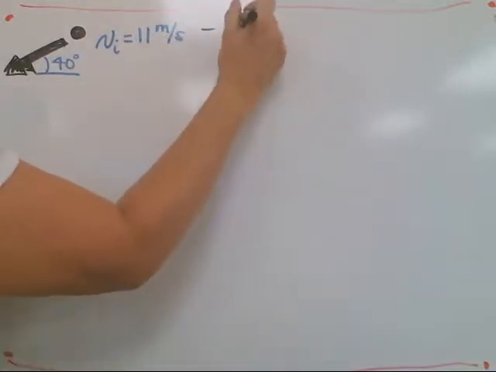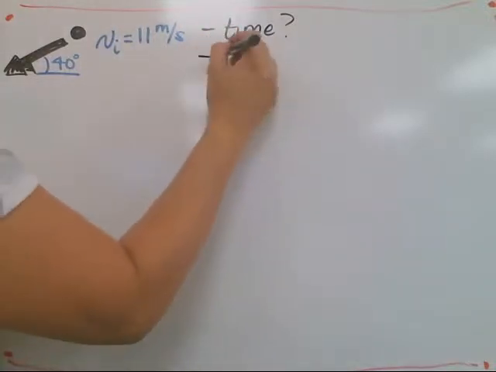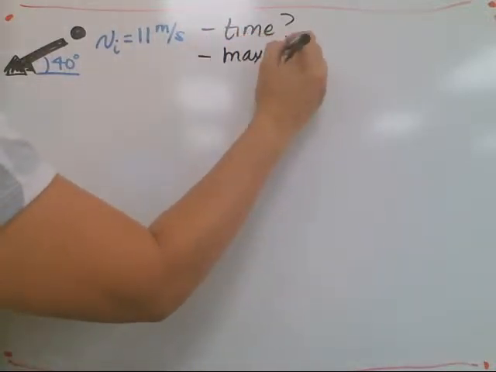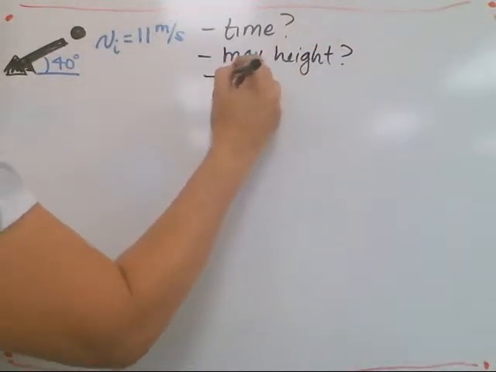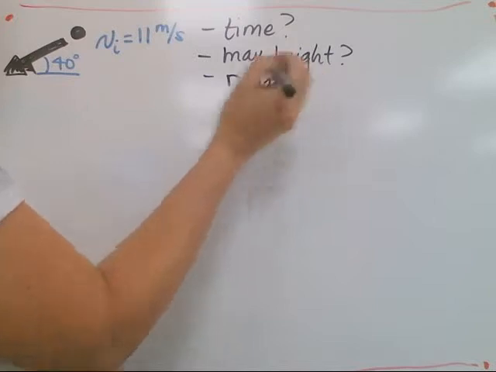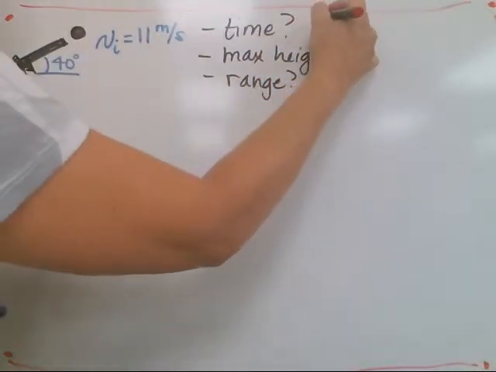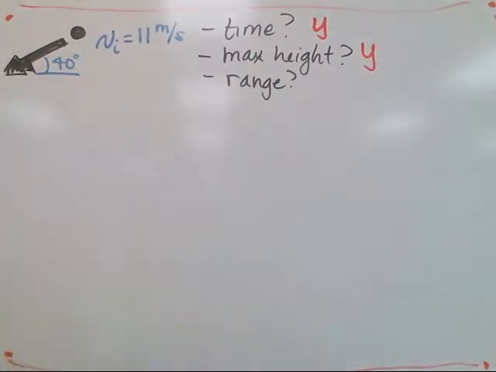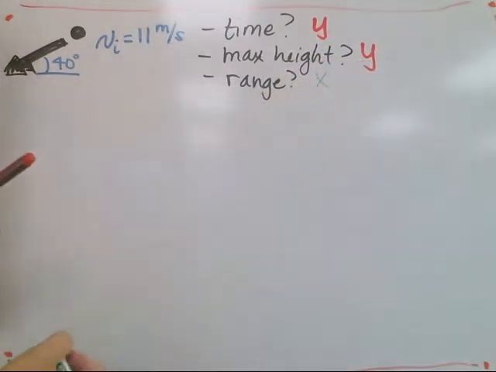How much time is it in the air before it strikes the ground? We want to know what is the maximum height that the cannonball reaches, and we want to know what is the range of the cannonball. Okay, so let's put these different questions into terms that we understand. Maximum height as well as time are both dealing with the y-axis. When we're looking at the range, now we're concerned with the x-axis.